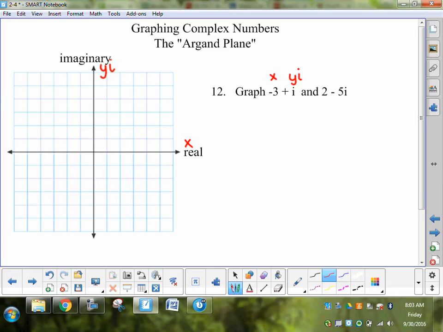So if I'm graphing this out, I would go to negative 3 on the x. So negative 1, 2, 3. And the yi piece is just an i. So I go 3 back. And then since it's positive i or 1i, I go here. This would be the point negative 3 plus i. And you draw not a point, but a vector going to it, which is an arrow from the origin out to that point, ending at that point.